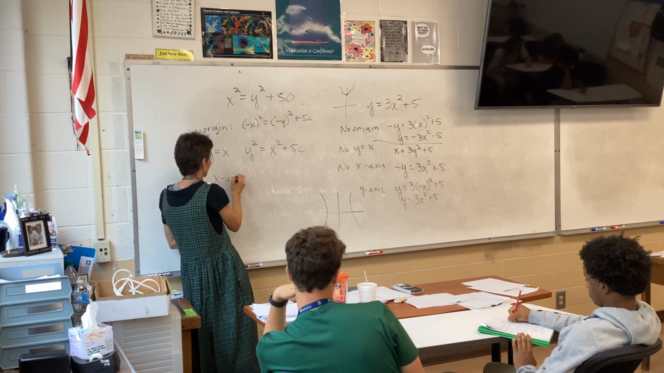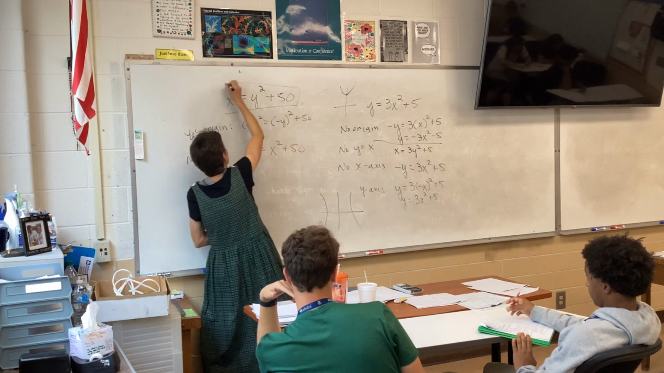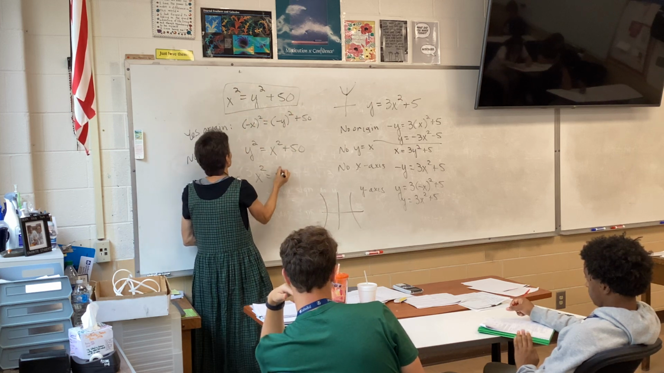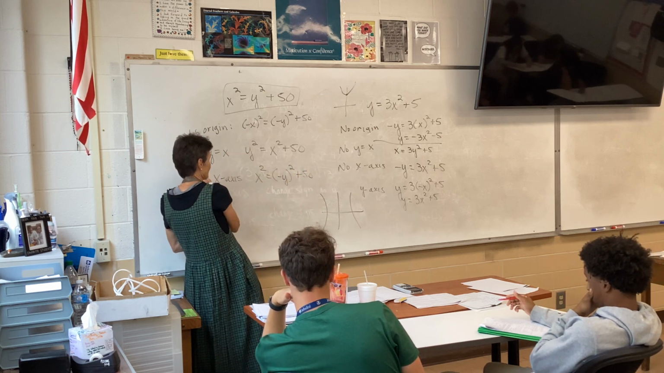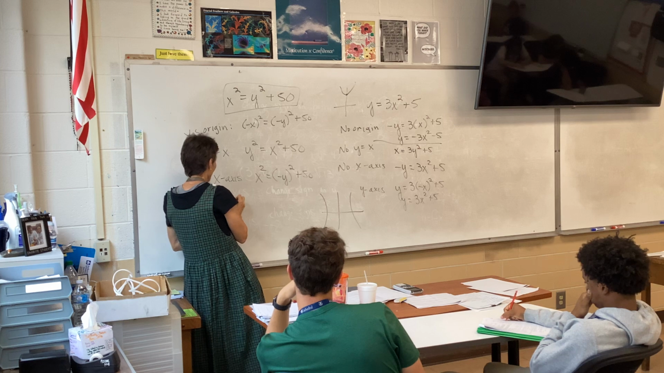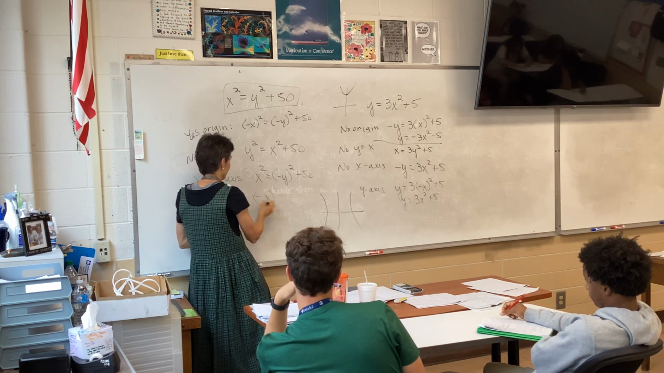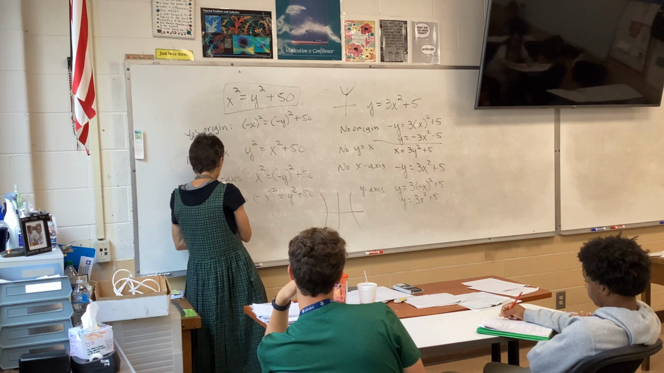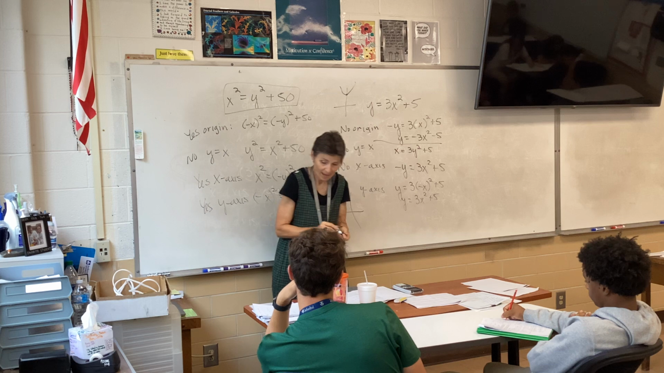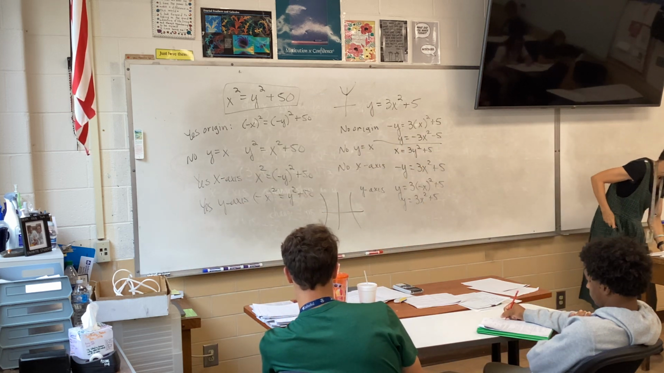X-axis, change the sign on y, go back to the original. So x squared equals negative y squared plus 8. Do we have a match? Yep. And then y-axis. I think we have another match, don't we? So this one has symmetry about everything except the identity.